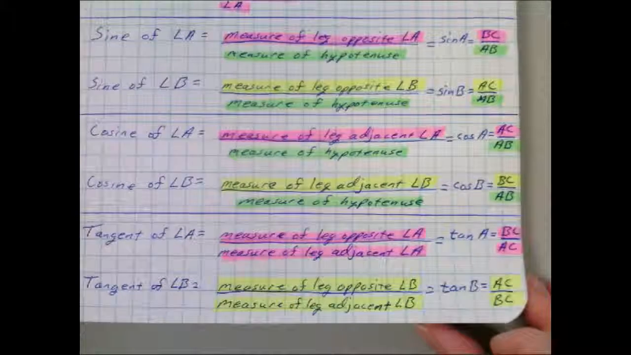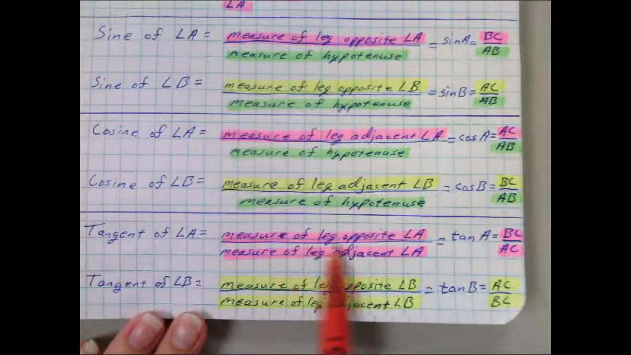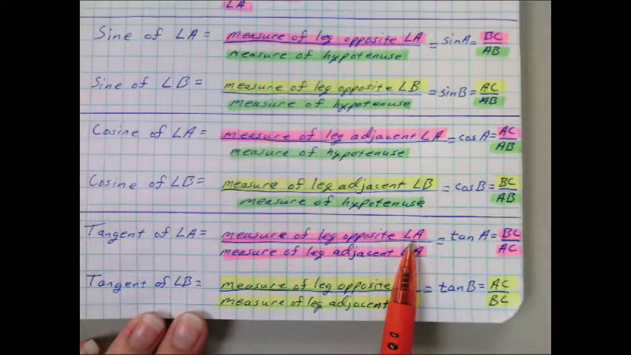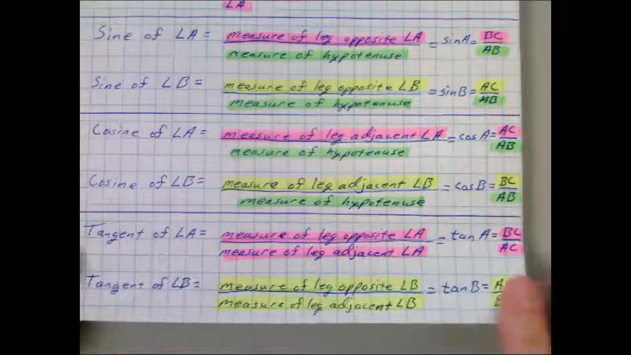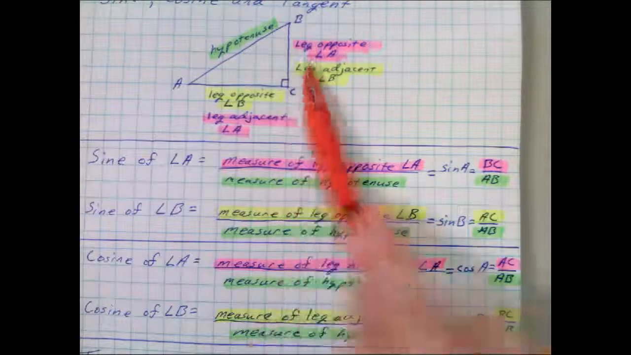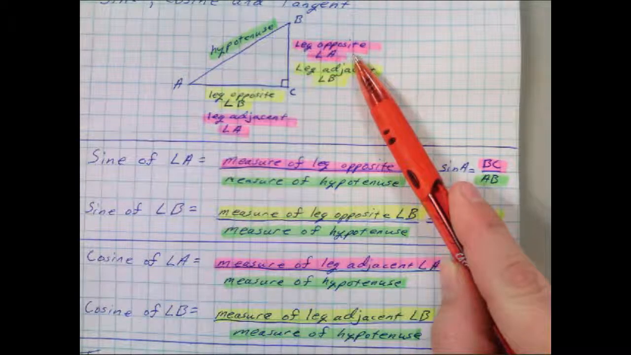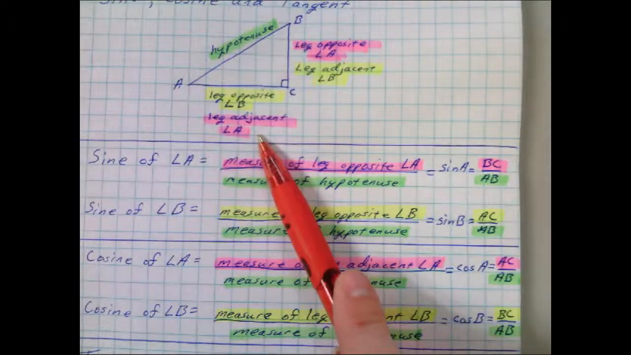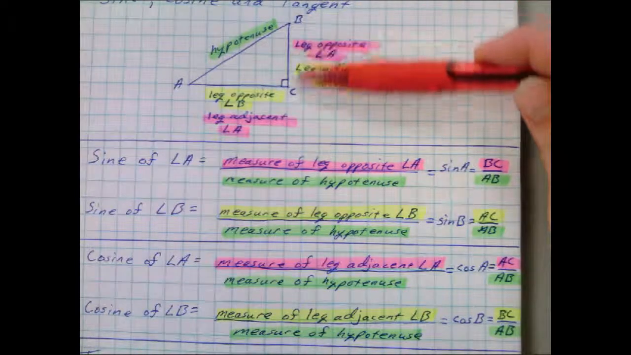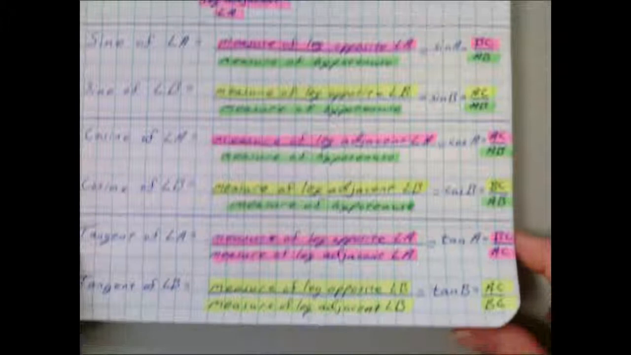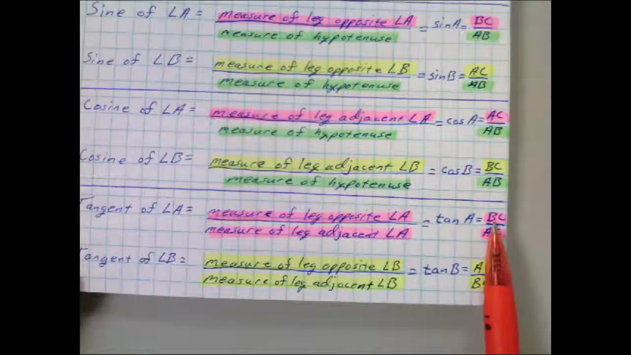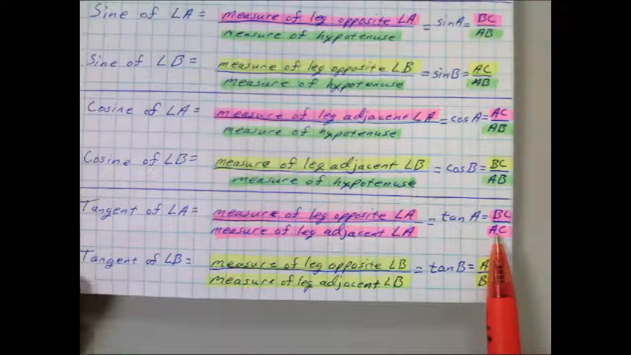To do tangent of angle A, we're taking the measure of the leg opposite of angle A divided by the leg adjacent to angle A. So both of our pinks. If you look up here, we're taking the opposite over the adjacent side. So that's going to be BC divided by AC. Okay, so I'm going to slide back up here. So that was BC divided by AC.